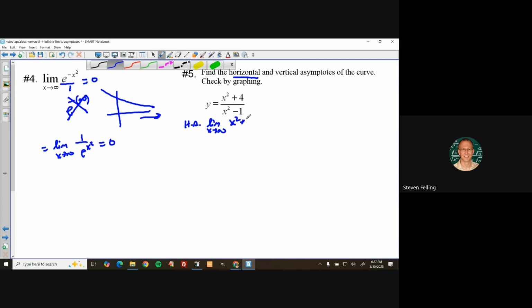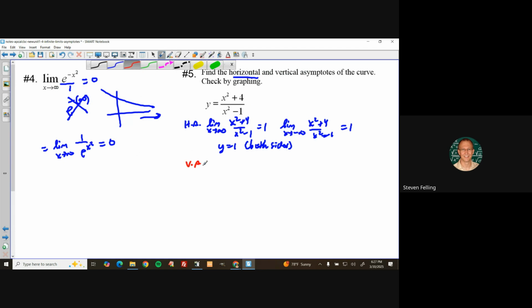So if I do this, I'm noting we have the same degree on top and bottom of x squared, so 1 over 1, this limit is 1. And the limit as x approaches negative infinity would also be 1. So that means that there is a horizontal asymptote of y equals 1, and it's present on both sides. So to find horizontal asymptotes, we just take the limit as x approaches infinity and the limit as x approaches negative infinity.